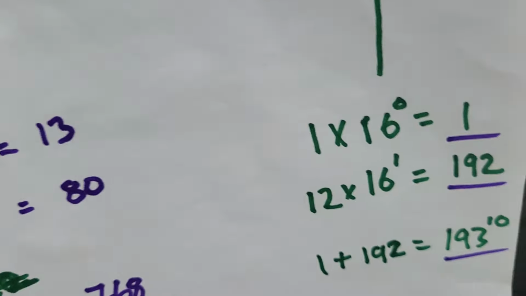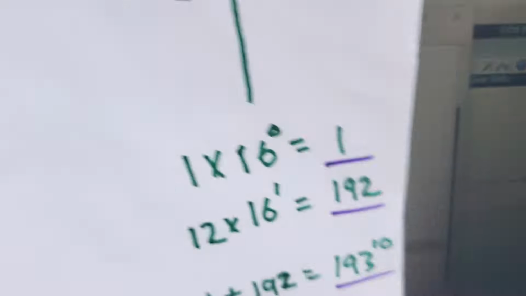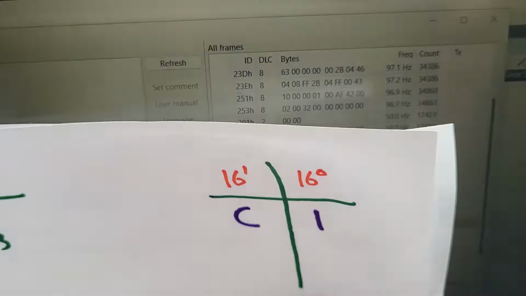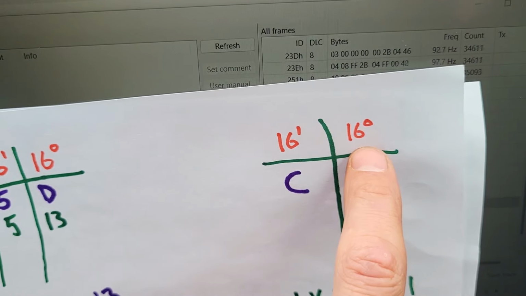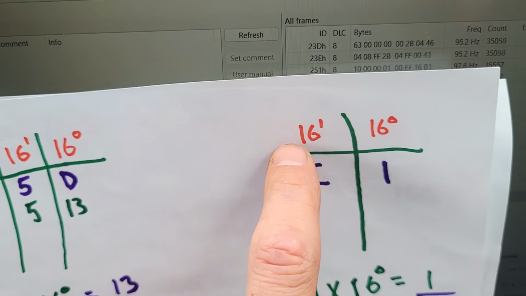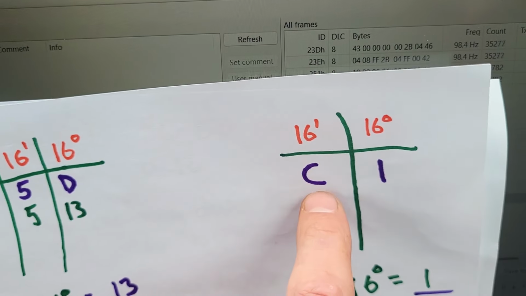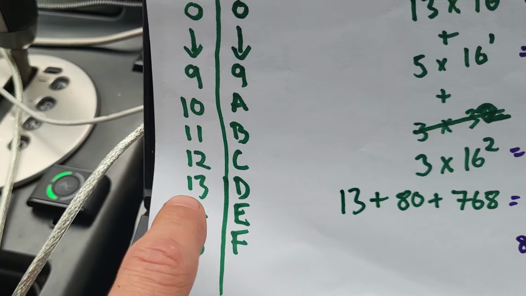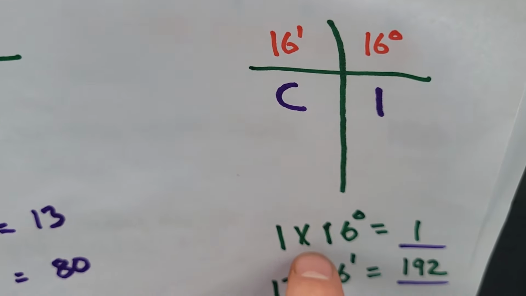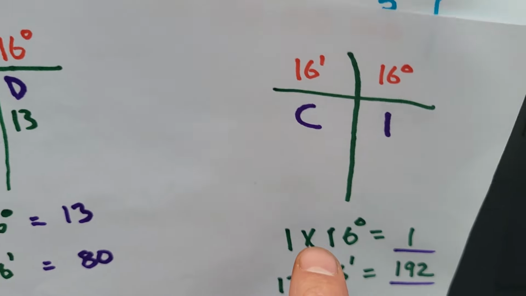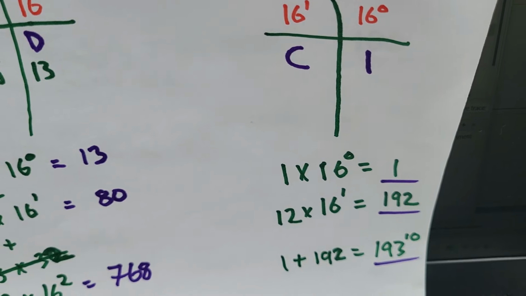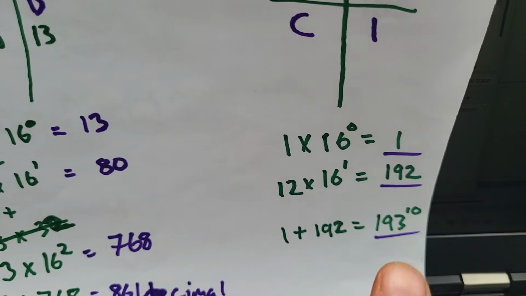So if we take that C1 value, or C0, and we plug it into the table again, first column being 16 to the power of 0, 1. Second column being 16 to the power of 1, and it's C. So C, if we come back to over here, C is 12. If I then do the same math, I've got 1, I've got 12 times 16 to the 1, which is 192. If I add the two together, I get 193.